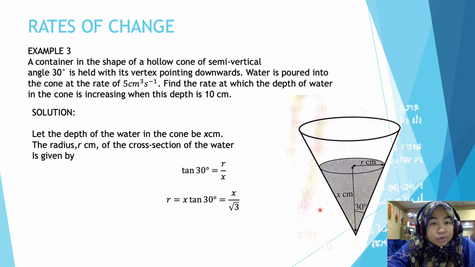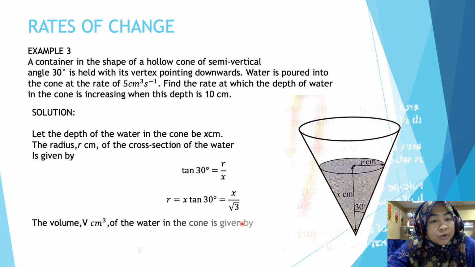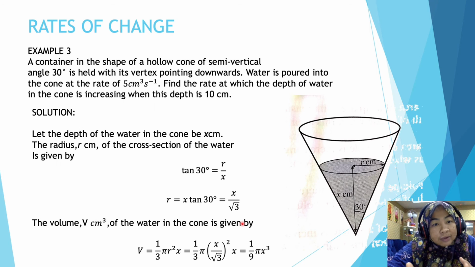Before that, we must try to illustrate. Because there is no diagram here, we sketch the diagram. We have the height or depth, so we use x as a variable, and we have radius r, and also the angle 30 degrees there. From this information we can have the radius in terms of x. For tan 30 degrees we find the value, and we get r in terms of x over sqrt 3.